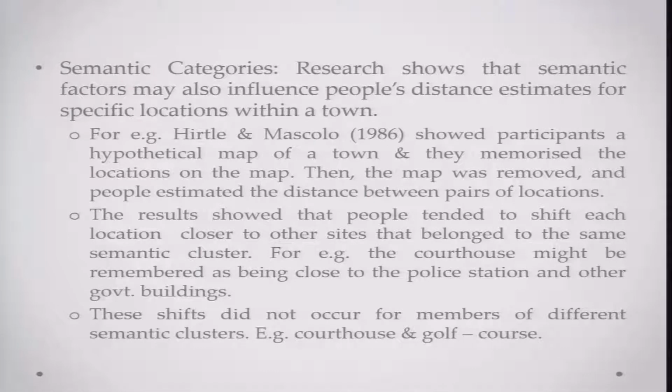Then the map was removed and the people were asked to estimate the distance between two locations, any two locations on the map. The results showed that people tended to shift locations closer to other sites that belonged to the same semantic cluster. Say for example, a courtroom was estimated to be much closer to a police station because semantically they form the same group. In contrast, they did not move the courtroom closer to a golf course because again these two are very different things. So, again this research says that if two things are semantically close together in your head, your estimate of distance about them is also probably kind of getting shrunk.